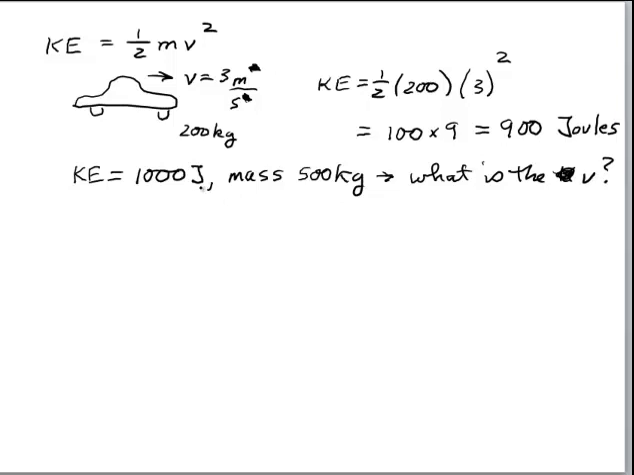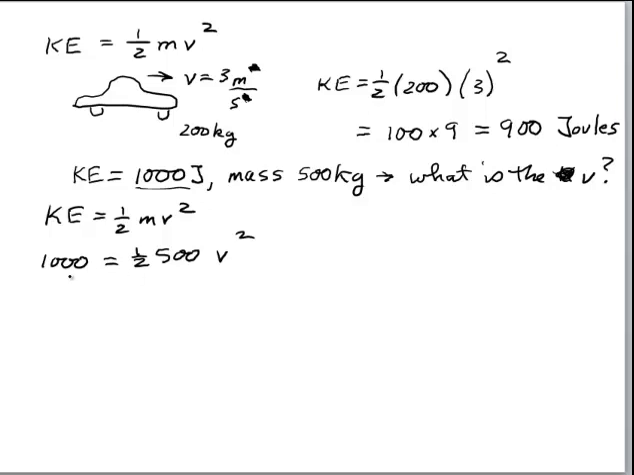Well, we can just plug everything into our equation. So let's go ahead and do that. We know that KE is 1/2 mv squared. So plugging things in, we're told that kinetic energy is 1,000. So we've got 1,000 is equal to 1/2, and I said m was 500, times v squared.